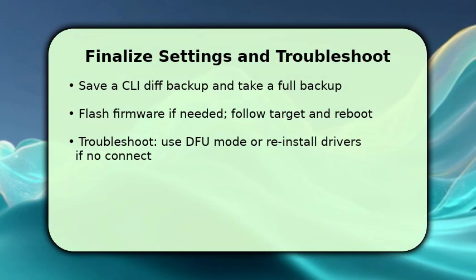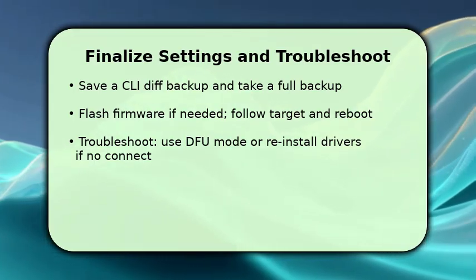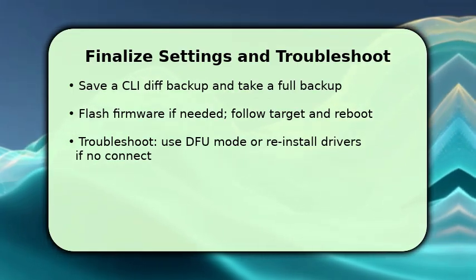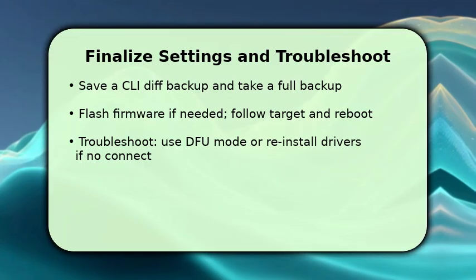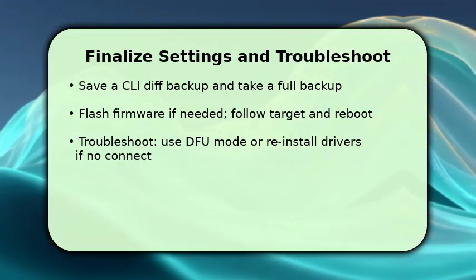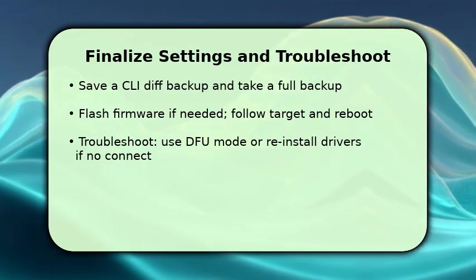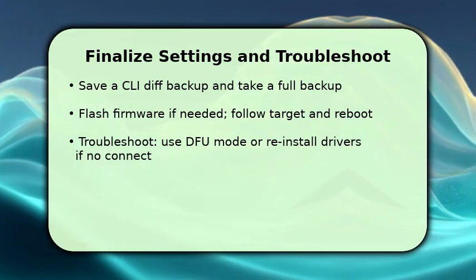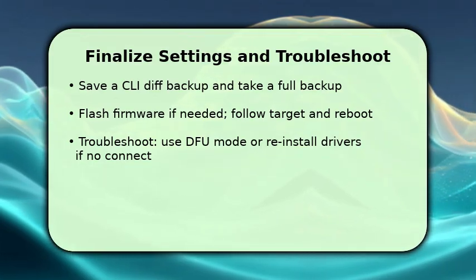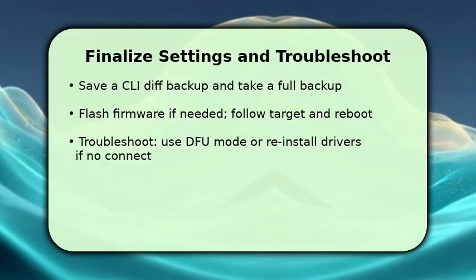Now that you're connected, immediately save a full backup and capture the CLI diff so you can restore if needed. If firmware needs updating, pick the correct target, flash, and allow the board to reboot before reconnecting. Verify ports, receiver input, and motor outputs carefully. If connection fails, enter DFU mode on the board or reinstall drivers and try another USB cable or port. These steps finalize your configuration and give you a safe rollback plan when things go wrong.